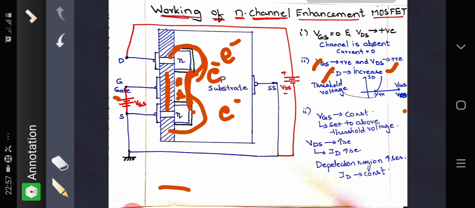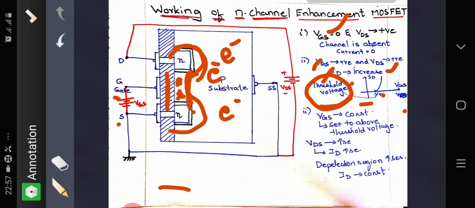Now VGS versus ID. When VGS is 0, there is no current flowing. When you increase VGS to a positive voltage, after some voltage the current starts increasing because of the channel formation. The voltage at which the current starts increasing is called the threshold voltage, which is the minimum voltage connected across the gate so that the MOSFET starts conducting.